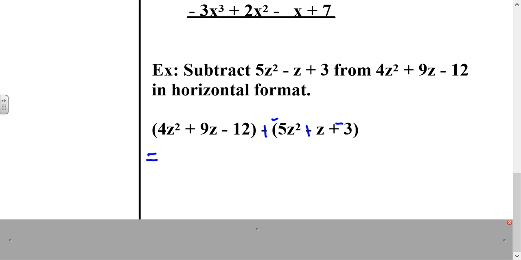So 4z squared plus negative 5z squared would be negative 1z squared. And then 9 plus 1 would be positive 10z. And then negative 12 plus negative 3 would be negative 15. So again, we come up with the same answer. We just changed it to an addition problem.